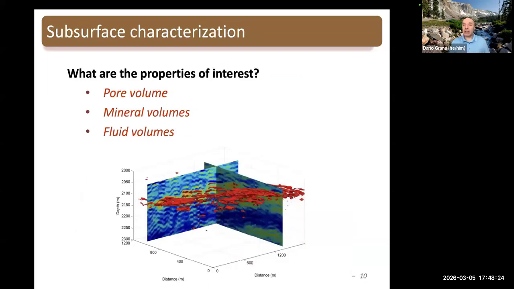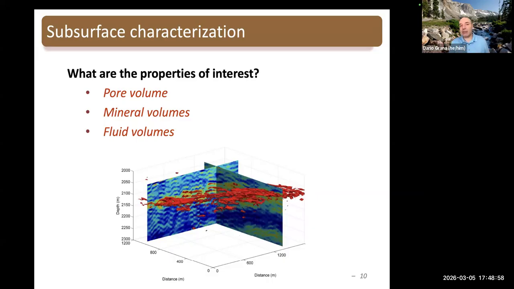So what are the properties that we care about in the applications that I told you before? Well, in general, we care about the pore volume, especially if we're interested in estimating the fluid volume or the fluid mass. We care about the pore volume because we can quantify the amount of fluid in the subsurface. Then we care about the mineral volumes, different minerals or the rock types in general. Different rock types have different geophysical responses. For example, limestone is stiffer than sandstone, so the velocity of the seismic waves is going to be higher, and so on and so forth.